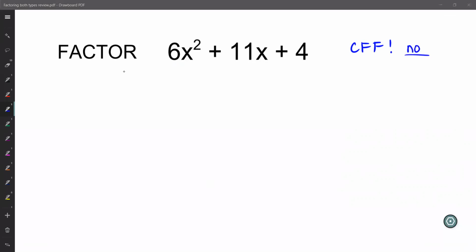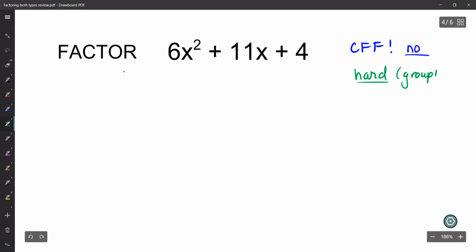Can somebody tell me, is this the easy factoring method or is this the factoring by grouping method where we need to split the middle term? Is this easy or hard? Lila? It's hard. Okay, that's because the coefficient of x squared is 6 and we couldn't common factor that out. So this is hard factoring, which means we'll have to do grouping. But we are still going to create our usual chart to find our numbers here.